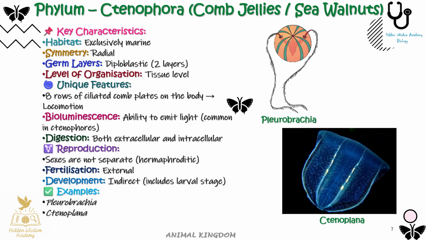Digestion in ctenophores occurs both extracellularly and intracellularly. These organisms are hermaphroditic, meaning sexes are not separate. Fertilization is external. Development is indirect, involving a larval stage. Examples include Pleurobrachia and Ctenoplana. Refer to the images for clarification.